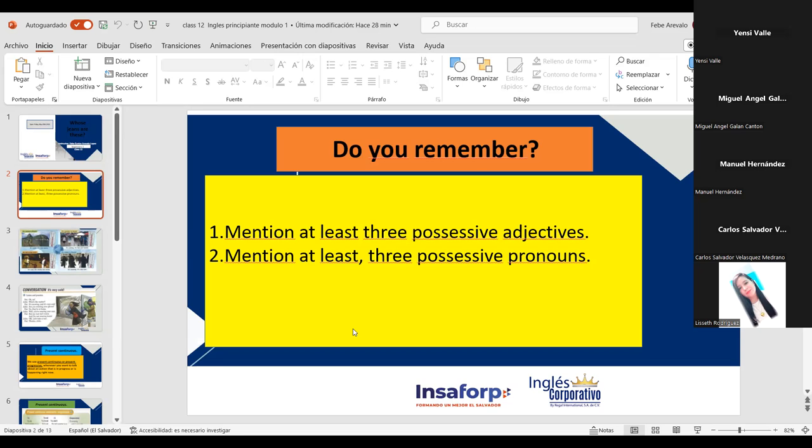So let's go with the next one. Mention at least 3 possessive pronouns. Now, you need to know how to differentiate both possessive adjectives from possessive pronouns. So let's listen to Lisette Rodriguez. Tell me 3 possessive pronouns. Mine, yours, theirs. That's perfect, Lisette. Thank you. Jen C. Valle, tell me another 3 possessive pronouns, please. Okay, his, hers, ours. That's correct. Thank you. Very good. All right, everyone. Thank you so much for your participation.